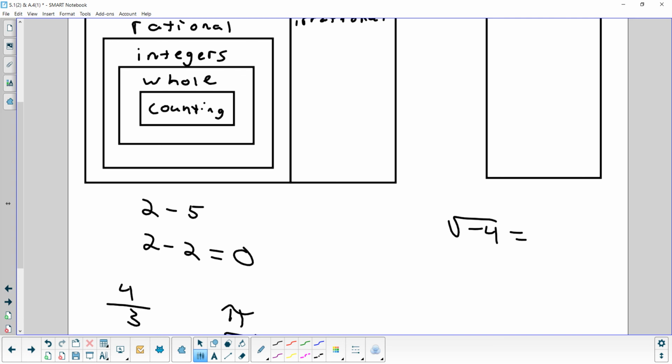Can anybody think of two numbers that are the same? Because that's what square root means. Multiply two numbers together to get what's under the root. Two numbers that are the same that multiply to give me -4. Why can't you do that? You just need two numbers that are the same and multiply to give me -4. Why is that so hard?